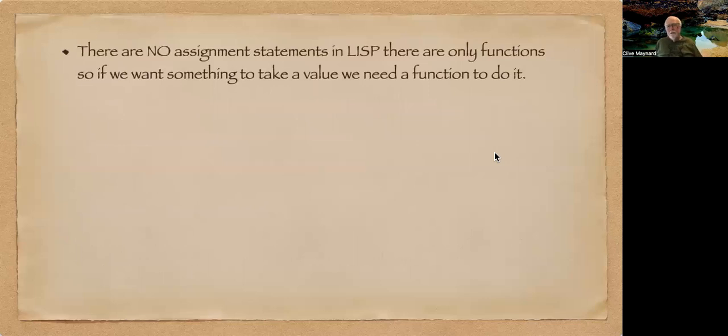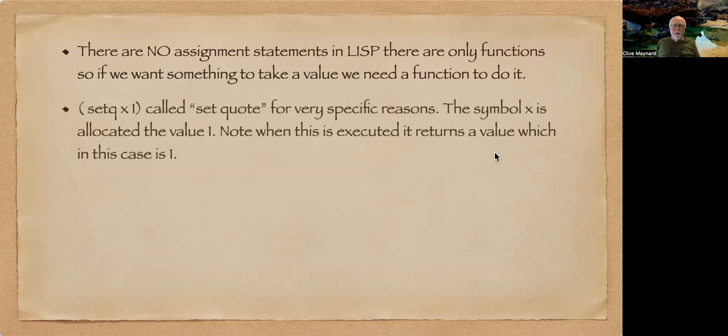So firstly, then, there are no assignment statements in Lisp. There are only functions. So if you want something to take a value, we need a function to do that. This is called setq. And I say for very specific reasons, we're not going into the depth here. But the symbol x in this context, if we say setq x 1, is we take the symbol x and we allocate the value 1 to it. So when this is executed, it also returns the value, which in this case is the 1.